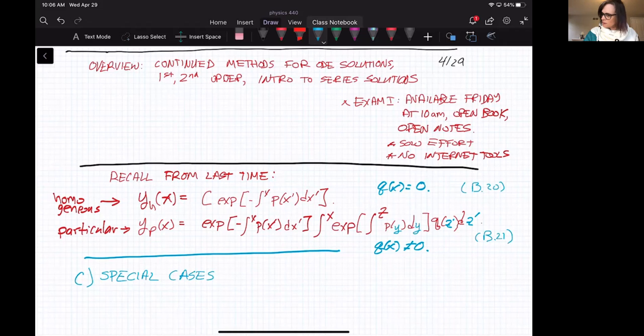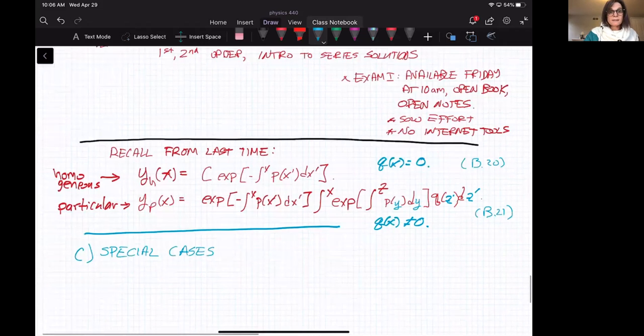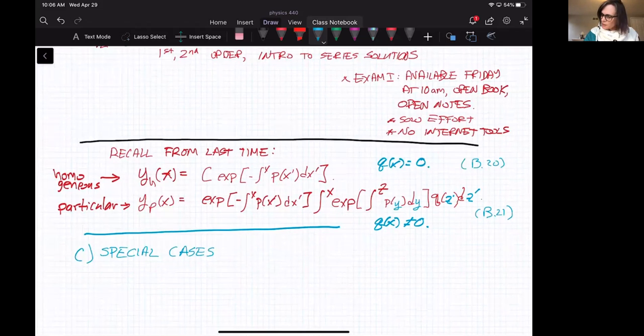I want to just remind you of where we left off. Last time, I did some examples based on our general solution for differential equations. And what I've just rewritten, and you have this in your notes, are equations B20 and B21. I just want to be more explicit about how this is the homogeneous solution for the differential equation, and this is the particular solution of the differential equation that we looked at before with our P and Q functions.